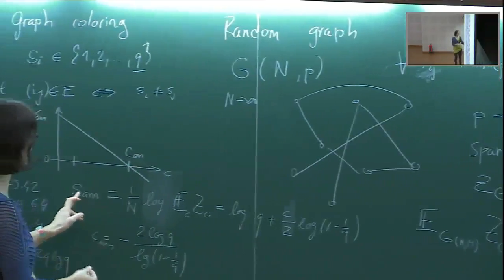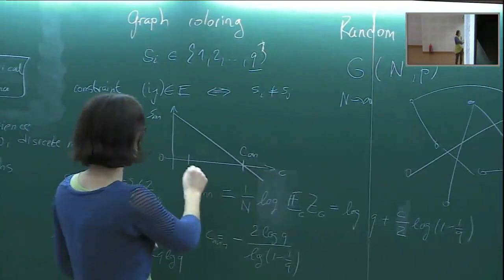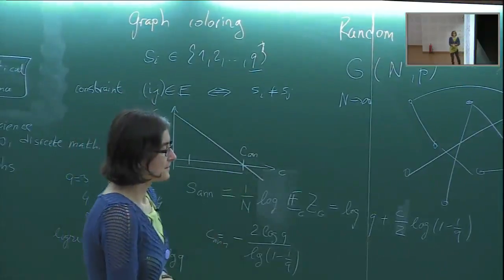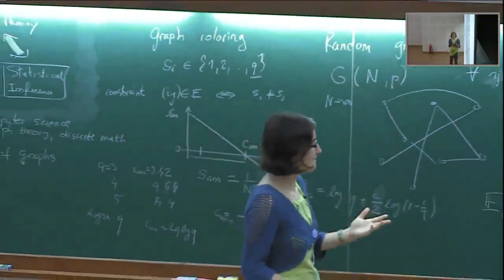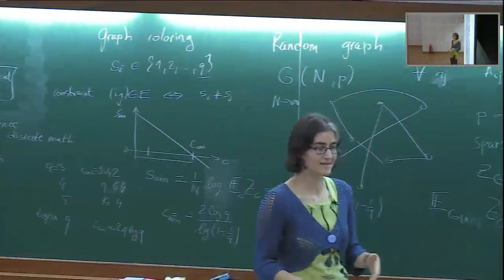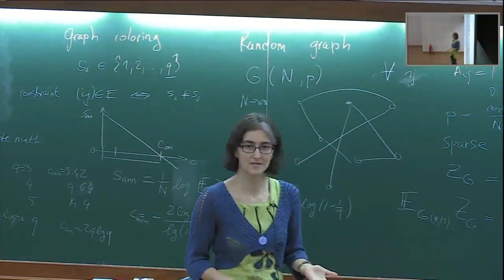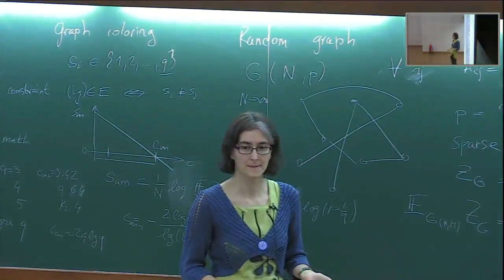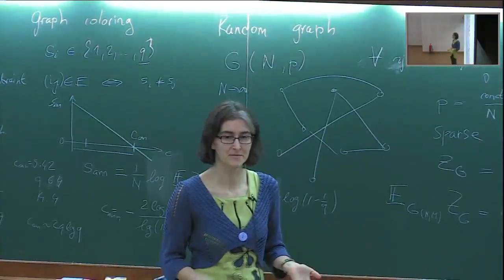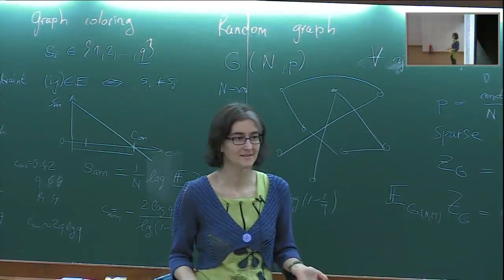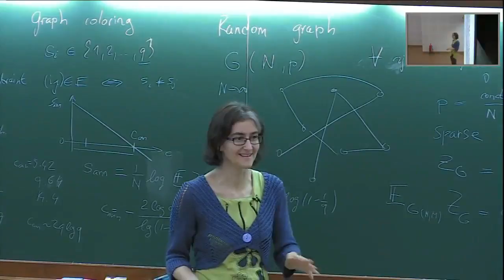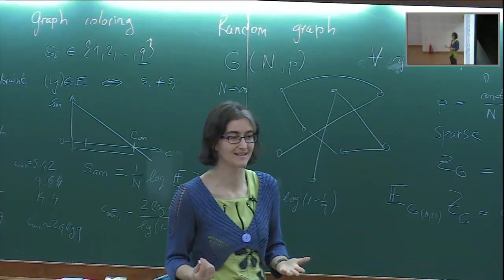So what if S annulled is positive, in this region? Does that mean that with high probability a random graph has a valid coloring with that number of colors or not? So who thinks that yes? Who thinks that it doesn't mean that?